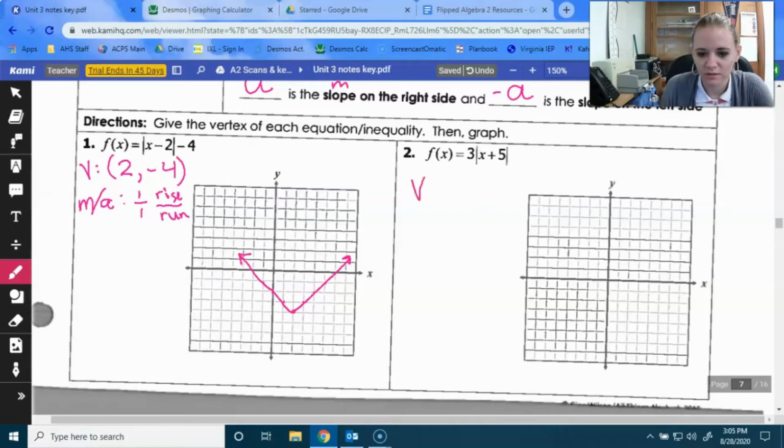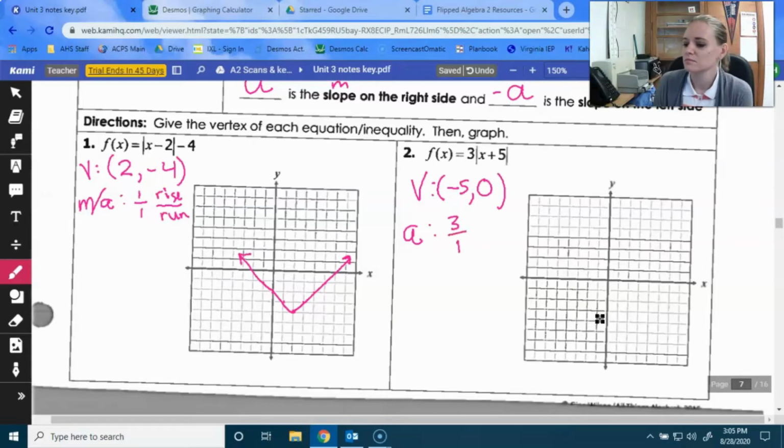So the vertex will be the opposite of this number after the x, which is -5, comma, this number. No number means it's 0. Then your a, or your slope, is this number, which is 3, or 3 over 1. You go ahead and plot the vertex, which would be right there. Slope is up 3 over 1.